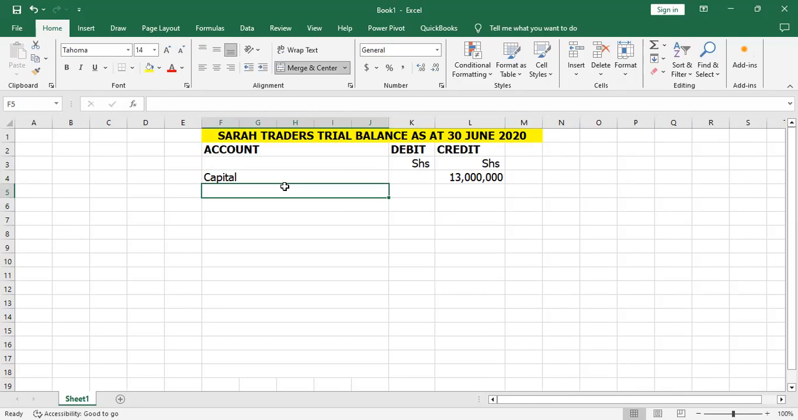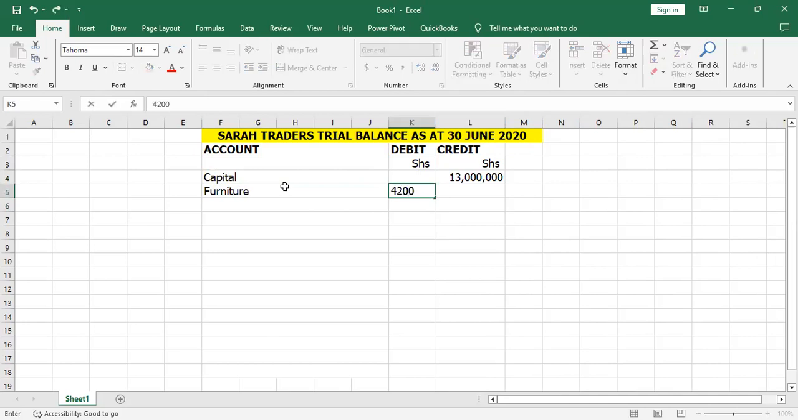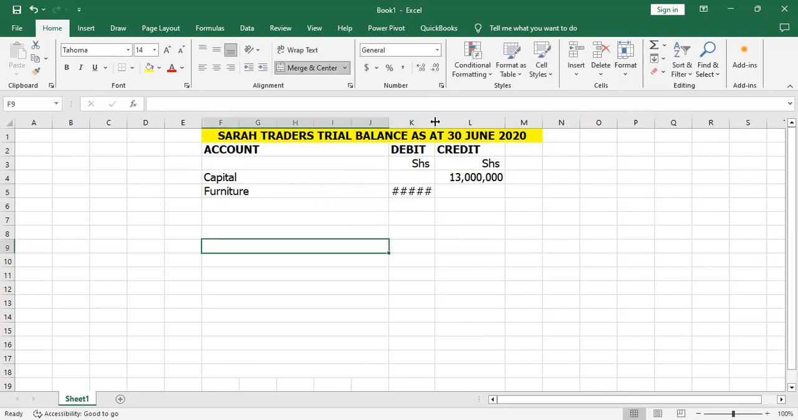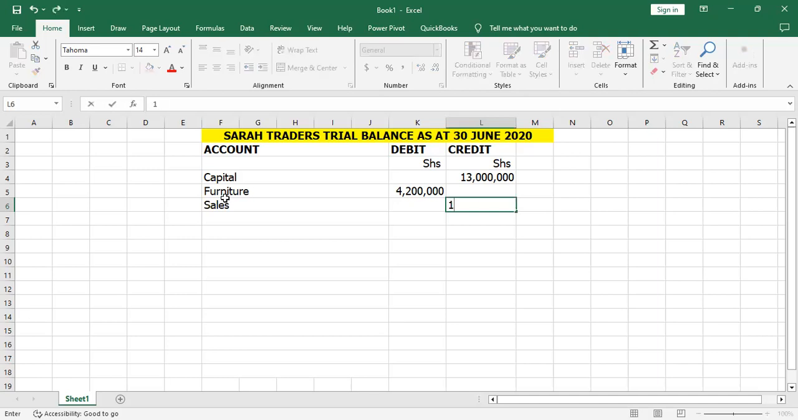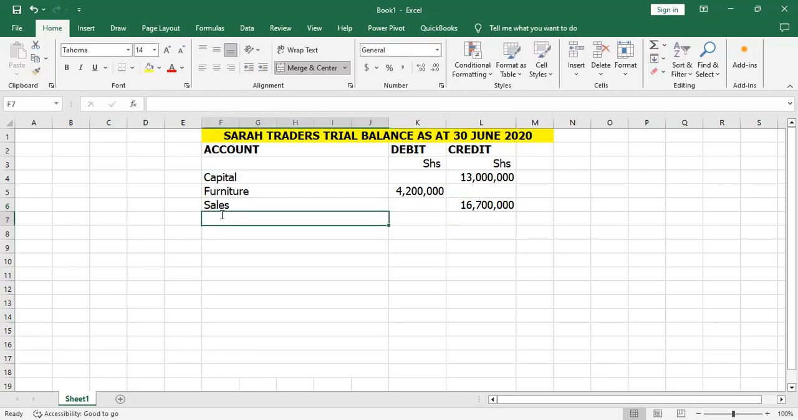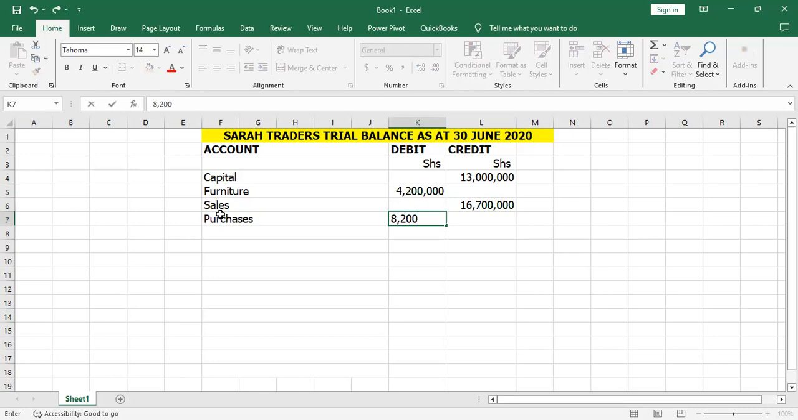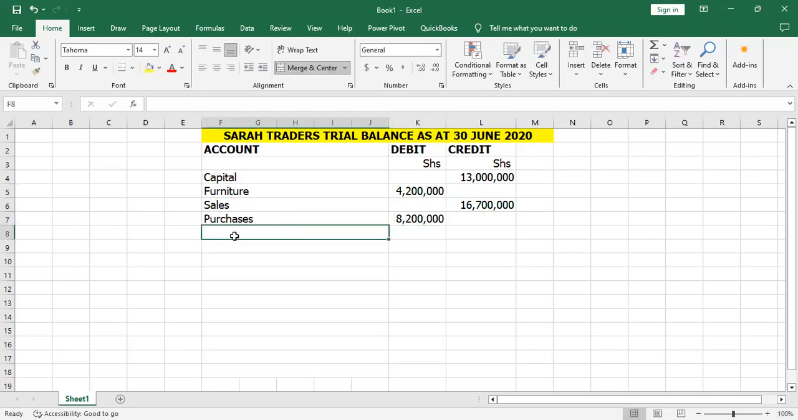Then we have furniture. Furniture is an asset, so that's a debit balance, 4,200,000. Then we also have sales. These are incomes, credit balance, 16,700,000. Then we have the purchases. Purchases are items of expense, so 8,200,000 in the debit column of the trial balance.